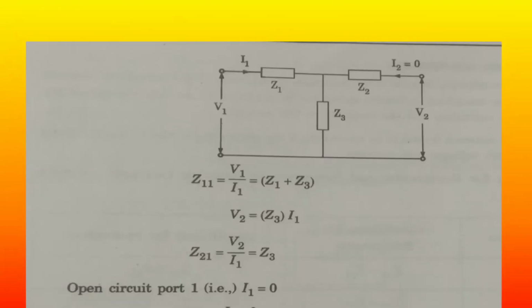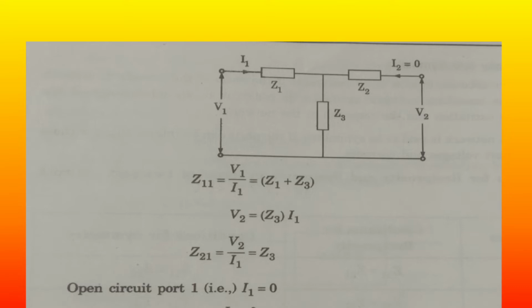Then Z11 can be expressed as V1 by I1. We have already derived that: Z11 equal to V1 by I1. So we had V1 equal to Z1 plus Z3 into I1. When you take I1 downstairs, we get Z11 equal to Z1 plus Z3.